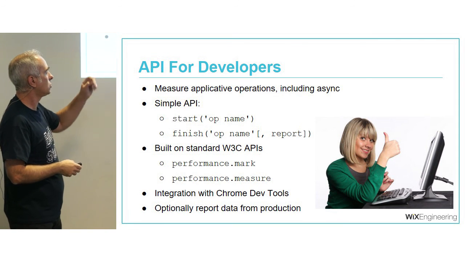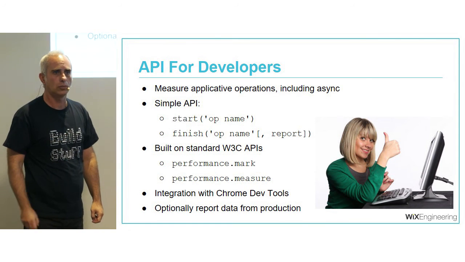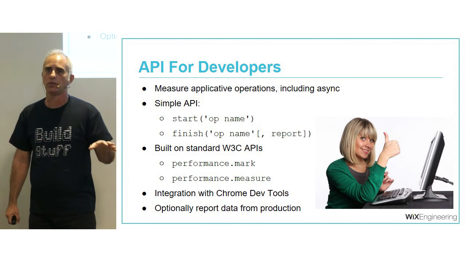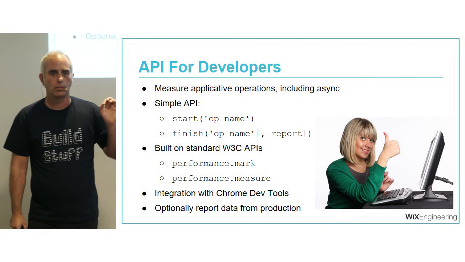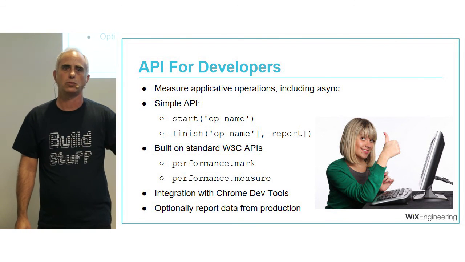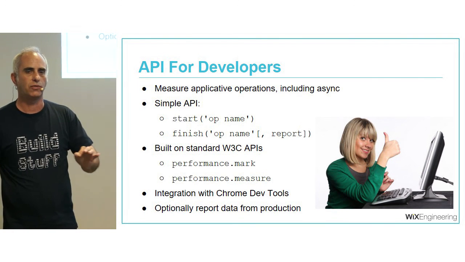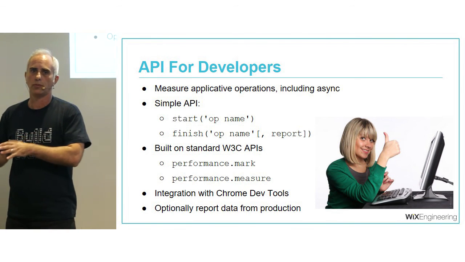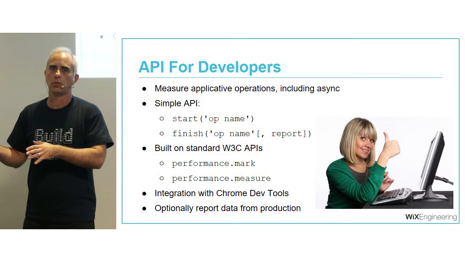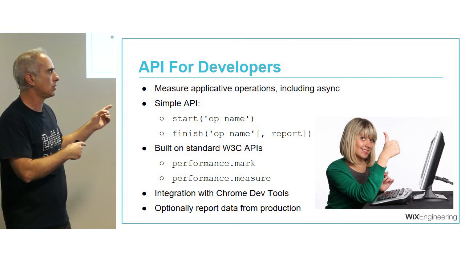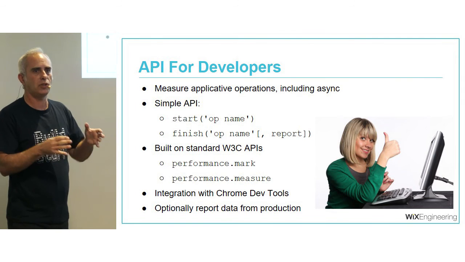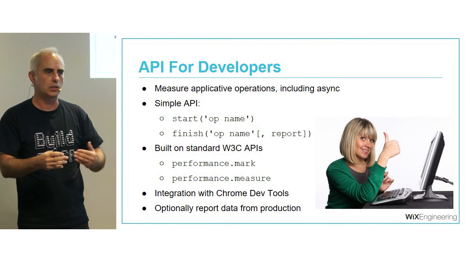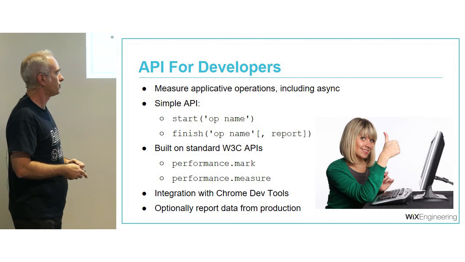And another thing, going back to that report argument, the optional report argument: if the developer specifies a truthy value there, that measurement is actually reported back to our backend, which lets the developer gather information from production. So you saw the generic information that we were gathering from production. This lets you gather specific applicative information from production about various aspects of the behavior of the application.